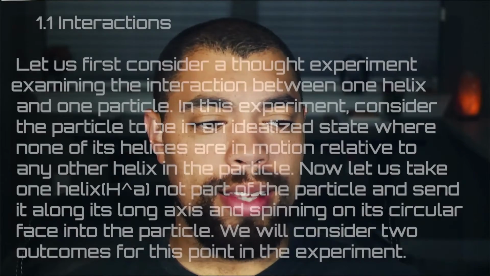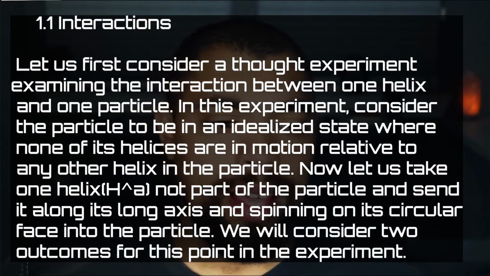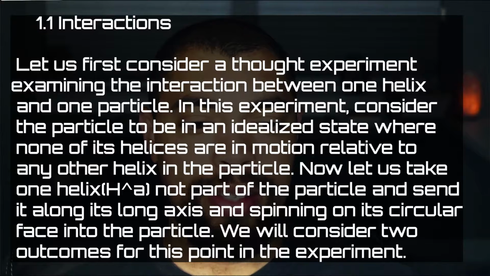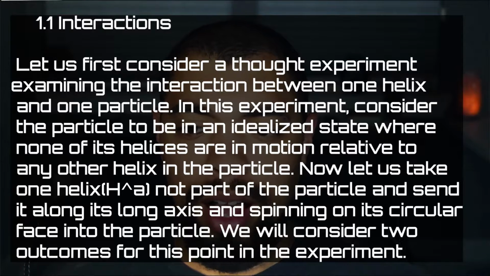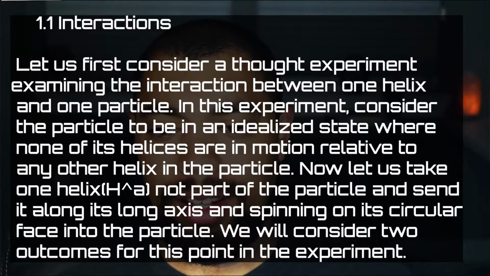Part 1.1 says, let us first consider a thought experiment examining the interaction between one helix and one particle. In this experiment, consider the particle to be in an idealized state where none of its helices are in motion relative to any other helix in the particle. Now, let us take one helix, which we will call helix A, not part of the particle, and send it along its long axis and spinning on its circular face into the particle. We will consider two outcomes from this point in the experiment.